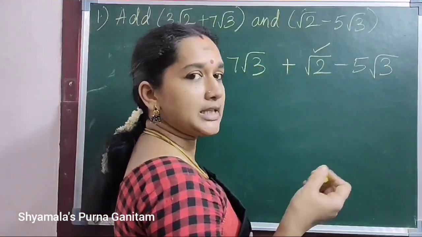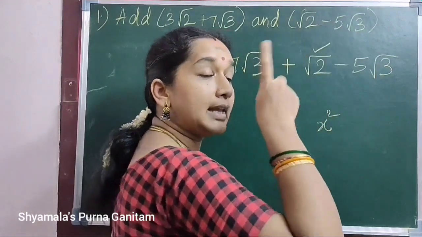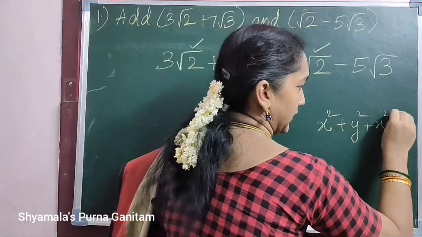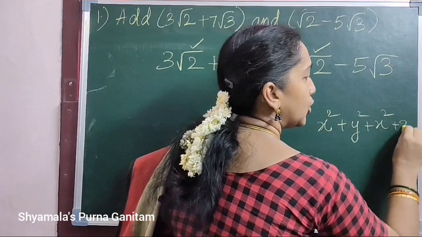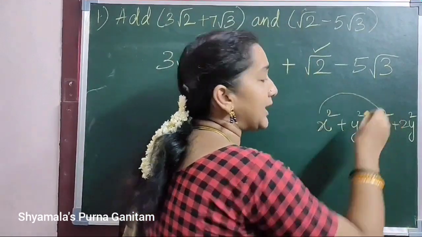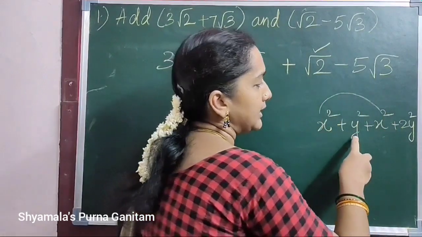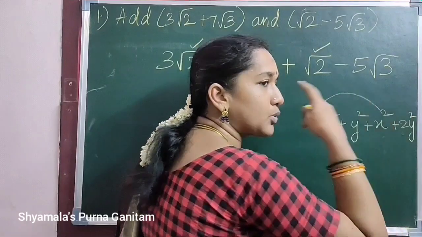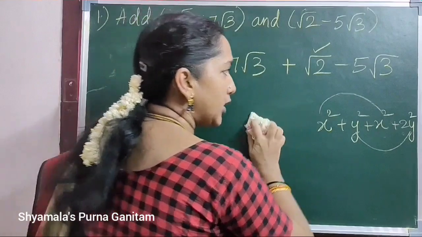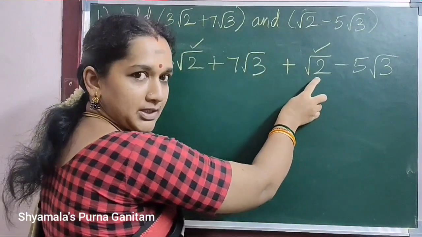When we are doing algebra simplification, how will you do? You will combine the like terms. x squared plus y squared plus x squared plus 2y squared. If you are getting like this, how will you combine the terms? You will combine them by like terms. x squared and x squared are like terms, you will say. Similarly, y squared and 2y squared are like terms. So you will combine those like terms. So here also you will say these are like terms.